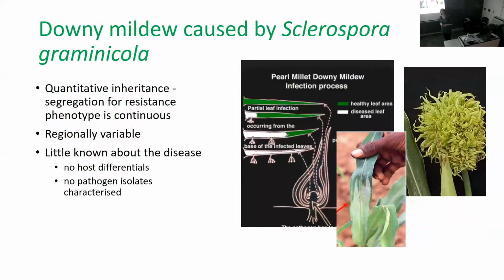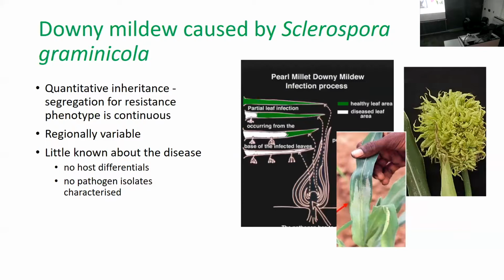So the disease is caused by a pathogen called Sclerospora graminicola. It's an oomycete, an obligate biotroph. And resistance is quantitative, so you see a continuous distribution when you screen for resistance. But it's also environmentally variable. So there's obviously some either environmental differences or pathogen population differences. Very little was known about the disease then, very few single zoospore isolates, and no differentials being characterized. But it's a really amazing pathogen.